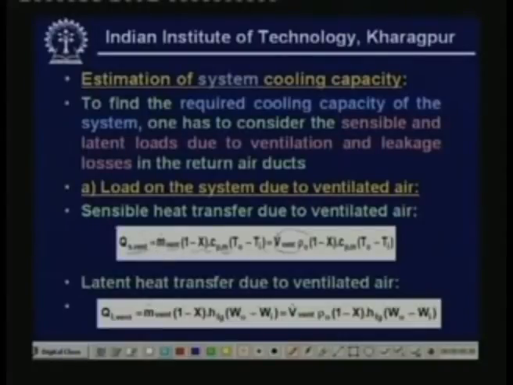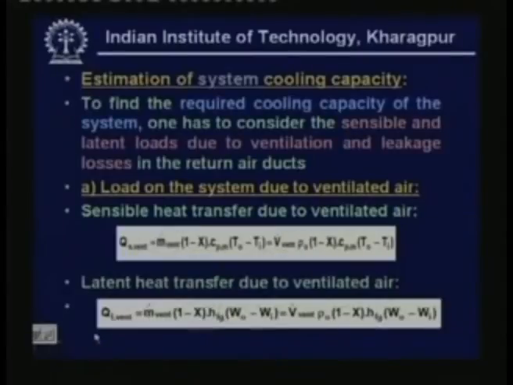Similarly, the latent heat added to the coil because of ventilation is given by this expression. Again, this factor considers the amount of air that has flown through the coil, and this is the latent heat of vaporization, and this is the difference between the humidity ratio between the outdoors and indoors. So if you know the bypass factor and if you know the amount of ventilation to be provided, we can easily calculate what is the load due to ventilation, right.